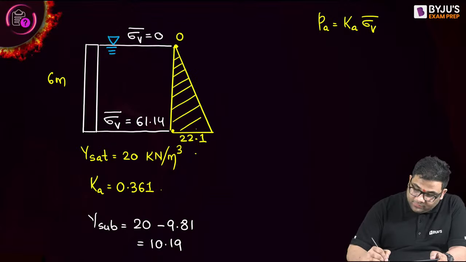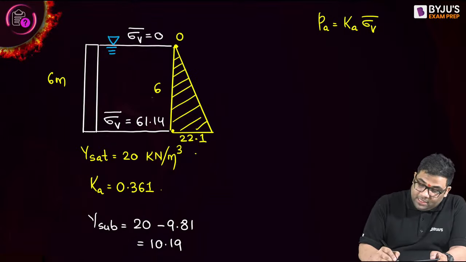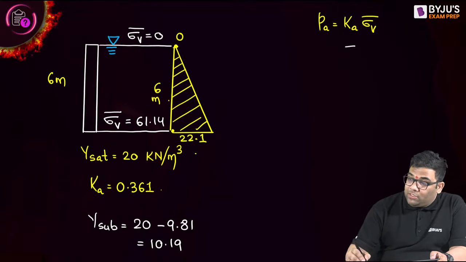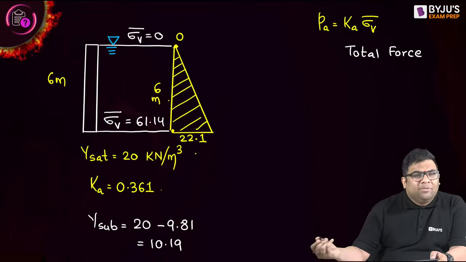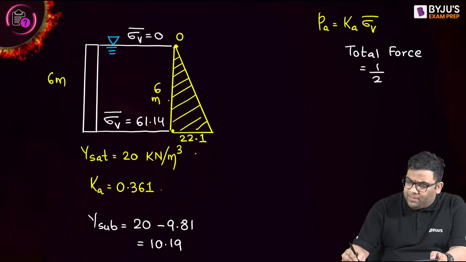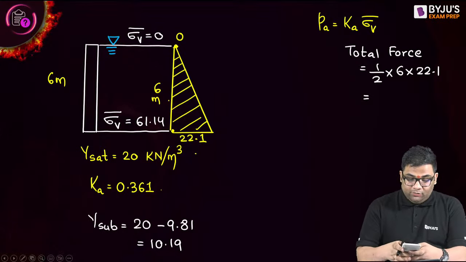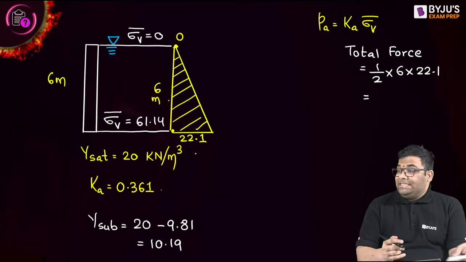Very nice. It is 6 meters. Now, when I find out the total force, what will happen? The total force will be equal to the area of this distribution, how much? Half base into height. How much am I getting? 22.1 into 3. Almost I am getting 66.3.